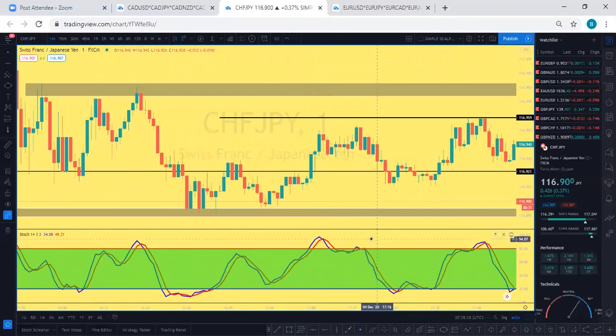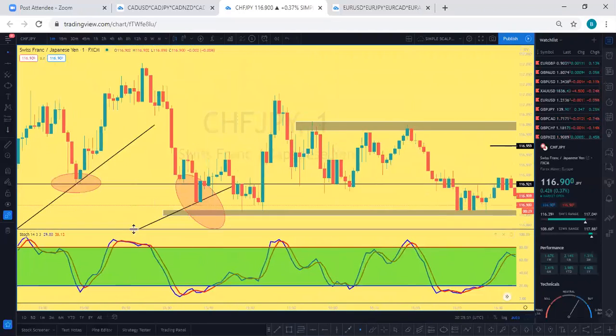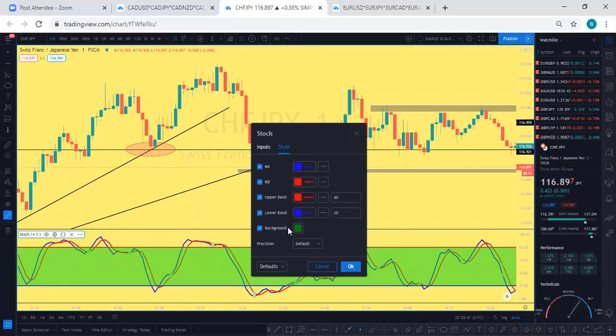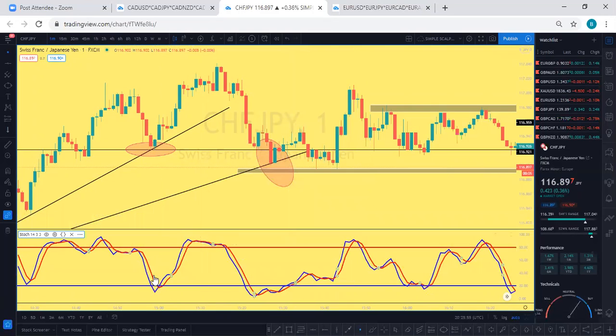Now, this is the stochastic. How does the stochastic work? Let me quickly explain. Please, very, very key here. Whenever you see the blue stochastic crossing over the red, let me remove this funny thing I just added. I actually don't use background, so I don't know why I added it. Okay, save it as default. Now, whenever you see the blue stochastic crossing over the red stochastic, it means that the market wants to start going up.